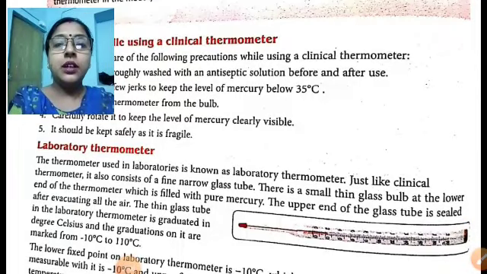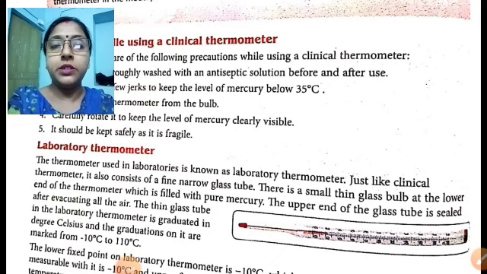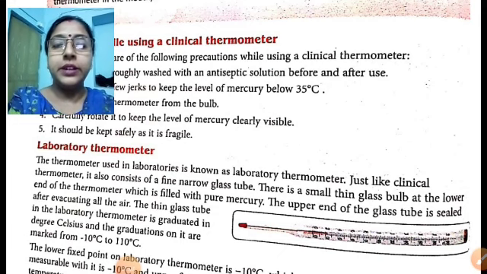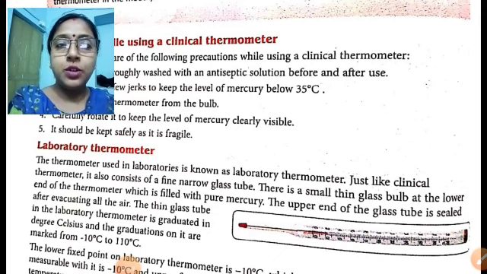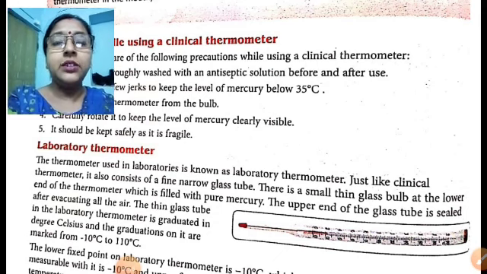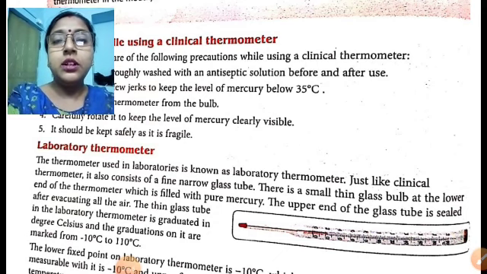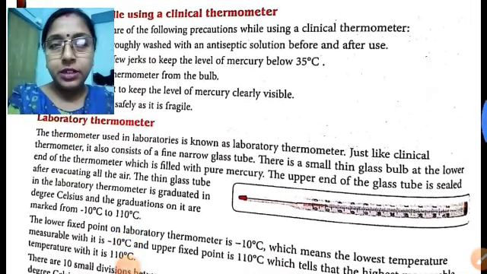Thermometer. Laboratory thermometers are just like clinical thermometers, but the only difference is that the laboratory thermometer is long and narrow and there is no kink as is found in the clinical thermometer. Laboratory thermometers and clinical thermometers are two types of mercury thermometer. So come to the topic: laboratory thermometer.